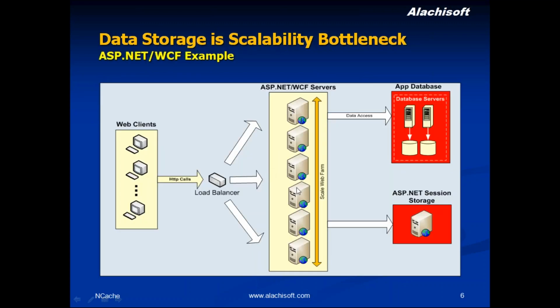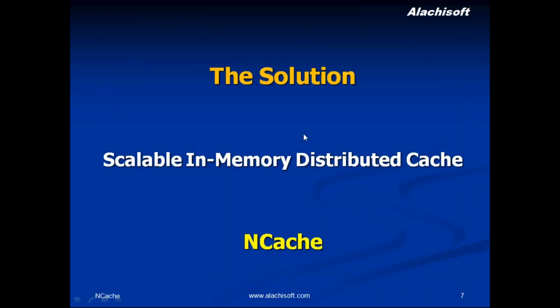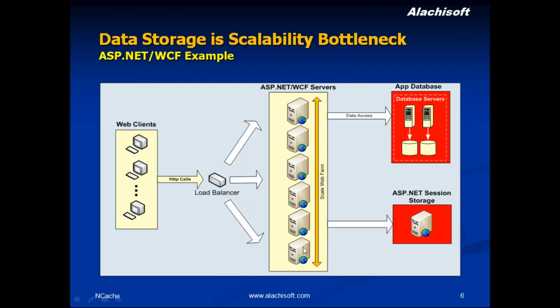This diagram nicely explains this, where we have data storage as a scalability bottleneck. We have the ASP.NET and WCF example right here, where you could add as many servers as you want. You start out with 2 servers. If your load grows, you can add another server, put a load balancer in front, and evenly use all the resources on this layer. So there are no issues.